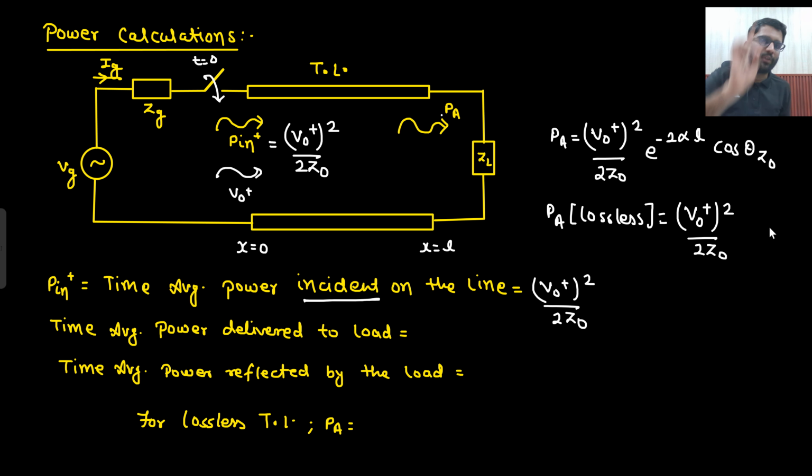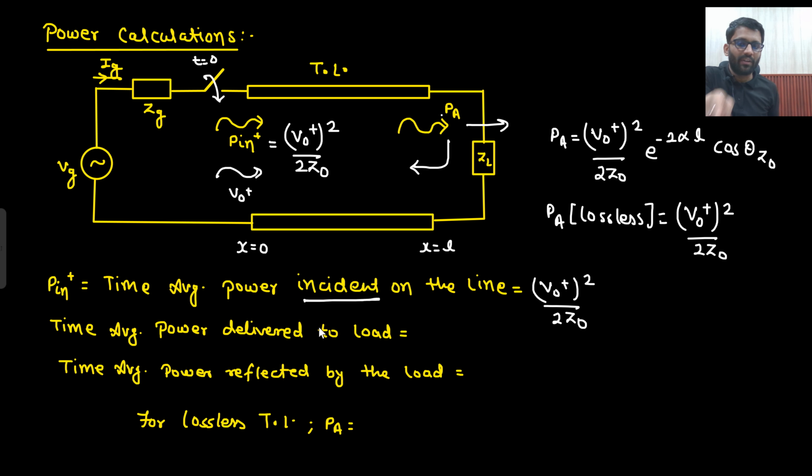Also, theta Z naught will be 0. Why is theta Z naught 0? Because if the medium is lossless, that means Z naught is real. Let's just say 50 ohm. Then what will be the value of theta? 0 degree, because cos 0 is 1 only. So it will never lose its amplitude. Whatever was generated, the complete power has traveled till the load. Now at the load, some part of the power will be reflected back and some part will be transmitted. So that I need to write down now.